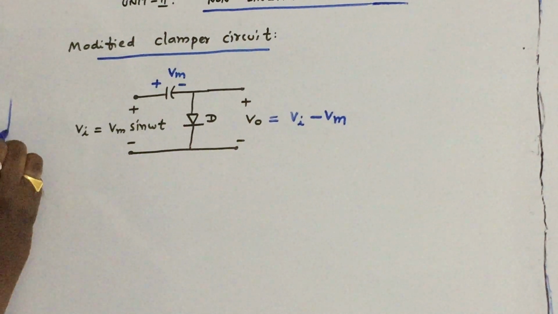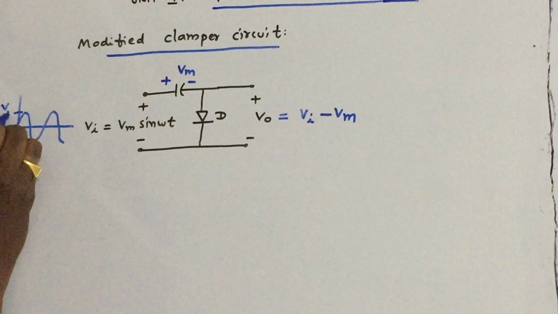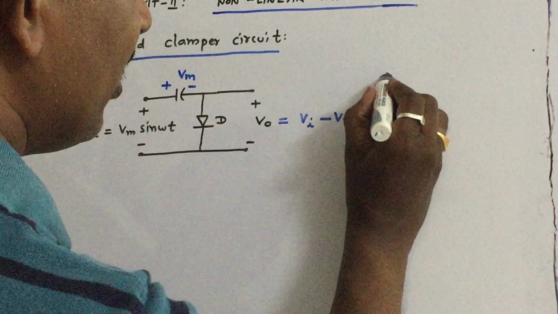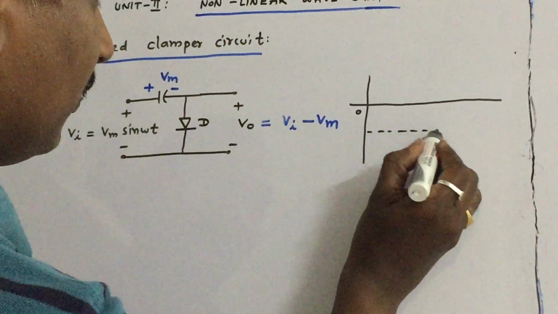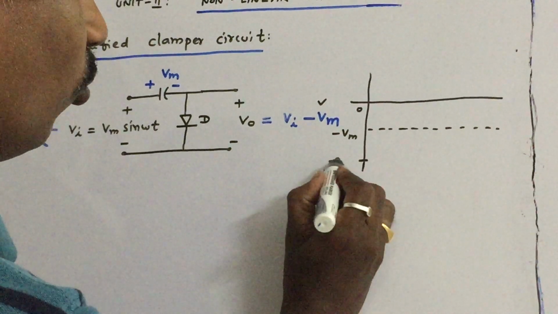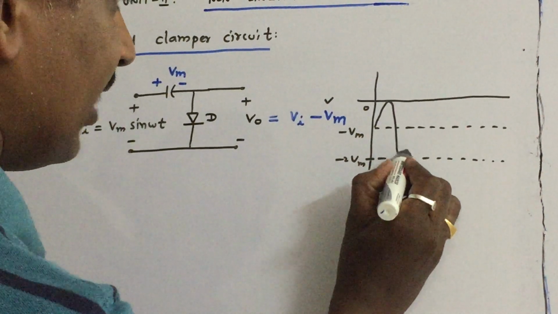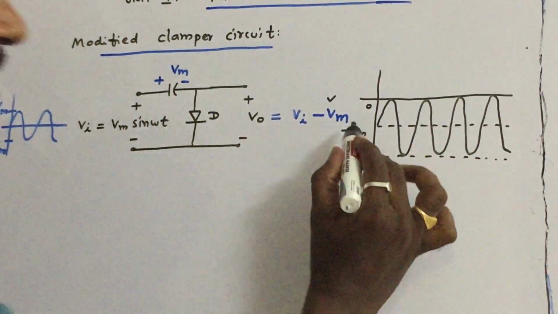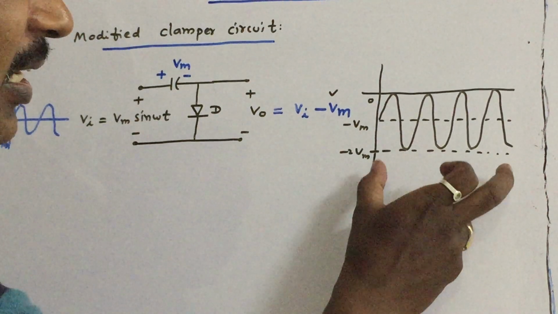Suppose for this circuit the input we have given is a sine wave like this. What is the output waveform? The output waveform is very simple. What is this DC level? Because of minus Vm, we have to draw minus Vm here. So minus 2Vm. The output will settle down to this waveform. Since it introduces a negative DC value, it is called a negative clamper.